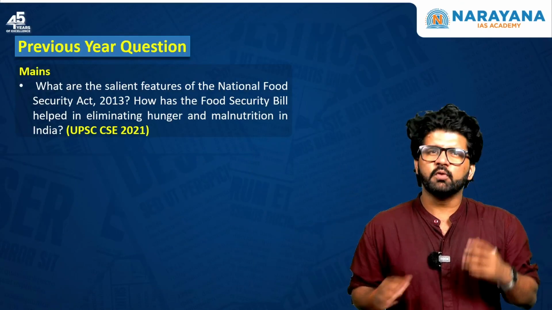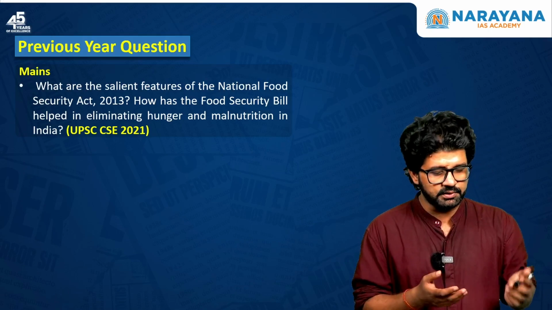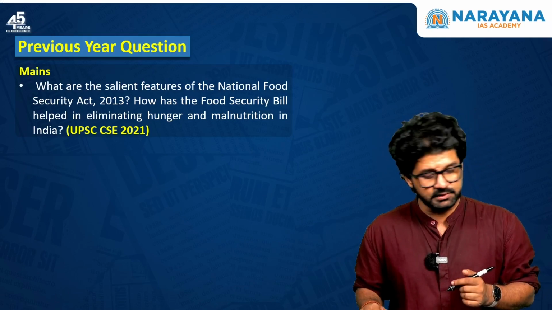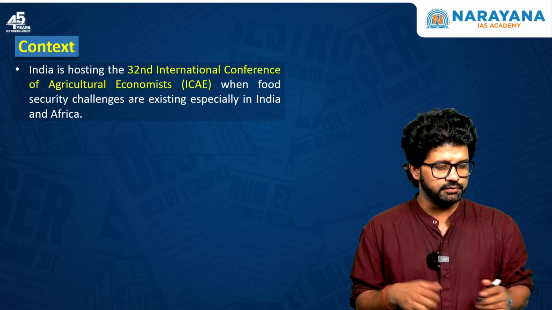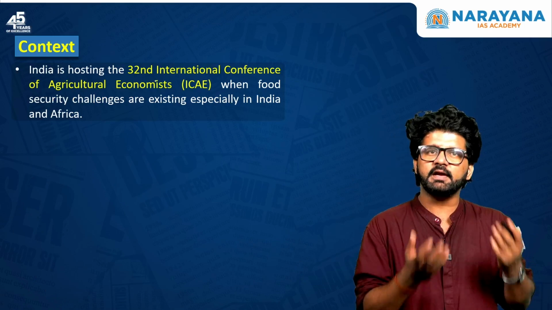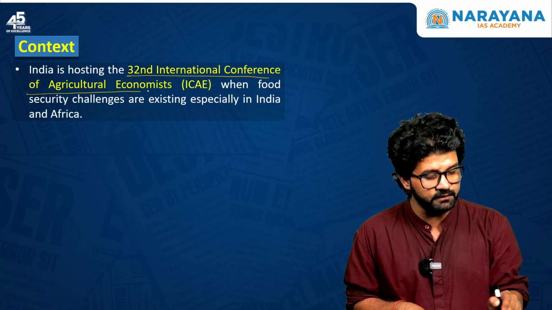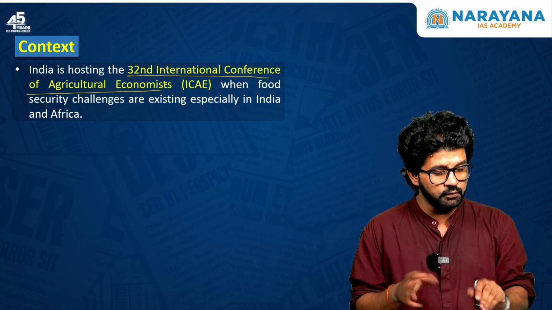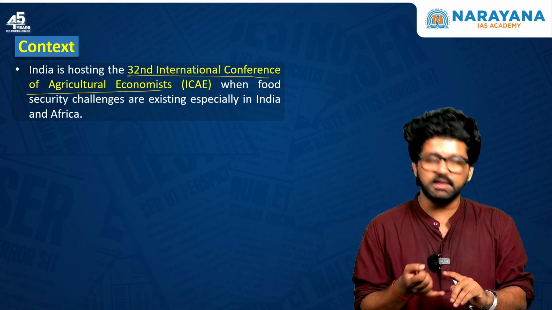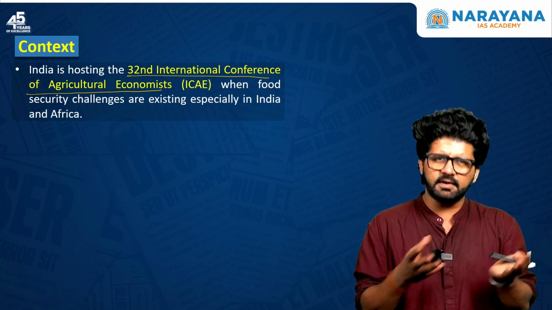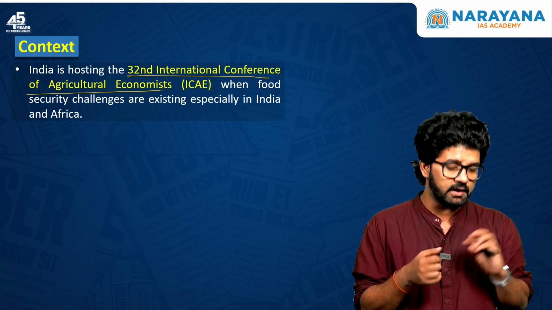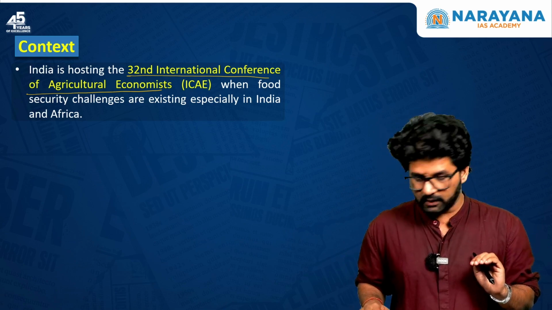So first of all, poverty and hunger is there in GS2. Questions related to the Food Security Act have been asked earlier. So we should be knowing about food security. So India is hosting, why are we reading this particular article? Because India is hosting the 32nd International Conference of Agricultural Economists, when food security challenges are existing, especially in India and Africa. So there are different reasons why food security challenges are existing in India and Africa. We'll have a look at that as well.